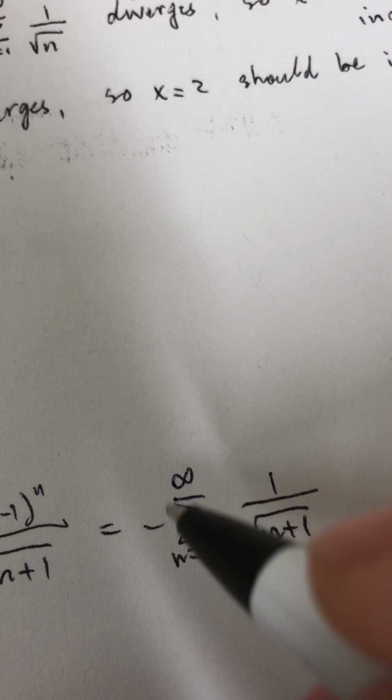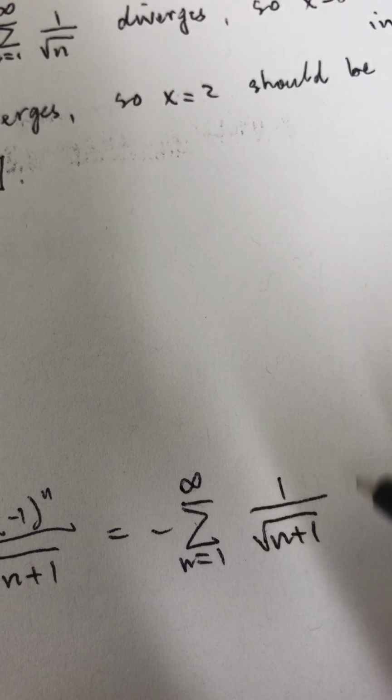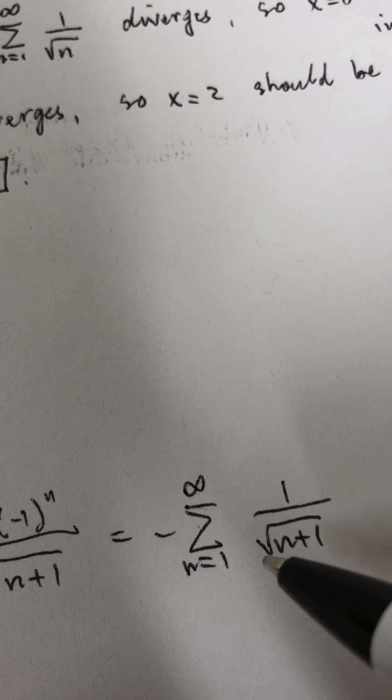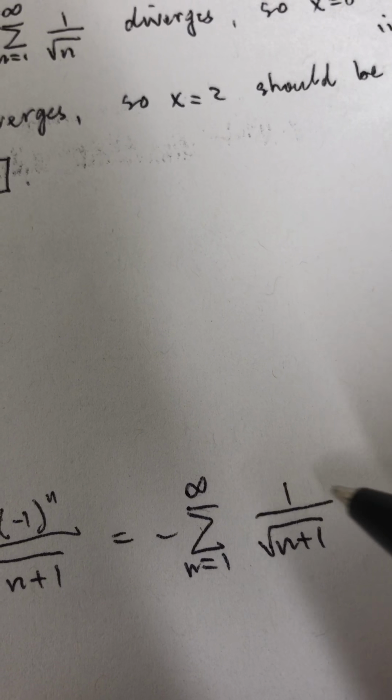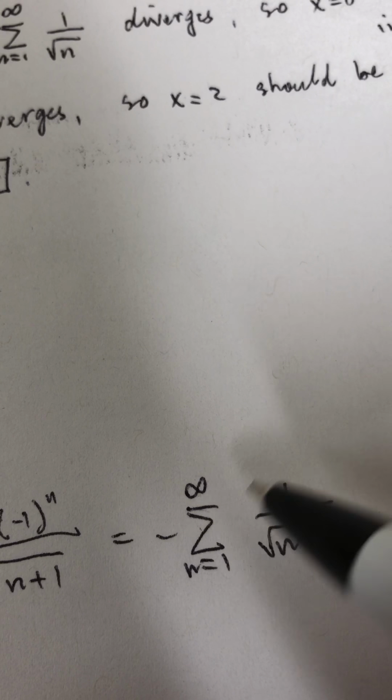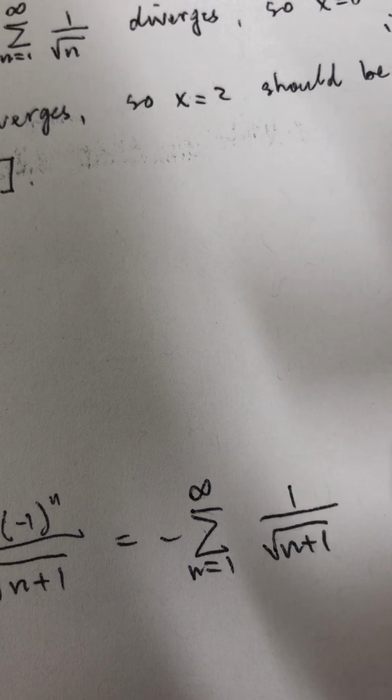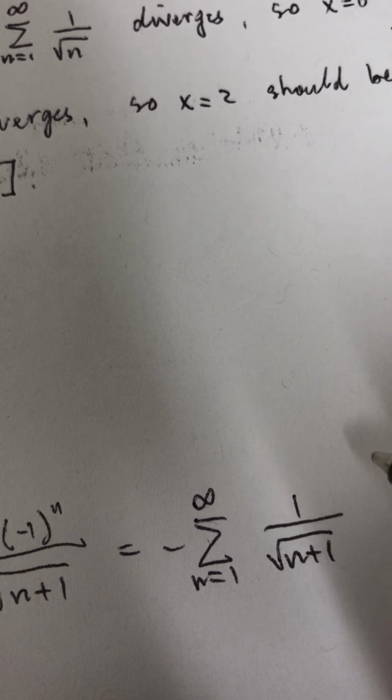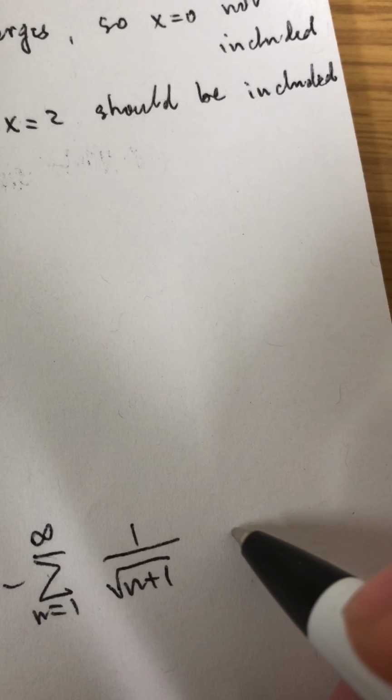This diverges because this sum is basically a p-series with p equal to 1/2. You might notice that this p-series starts with 1 over root 2, it doesn't start from 1 over root 1. And that will not change the fact that it diverges. So it is divergent. Okay, so that tells you x equals negative 2 is not included.